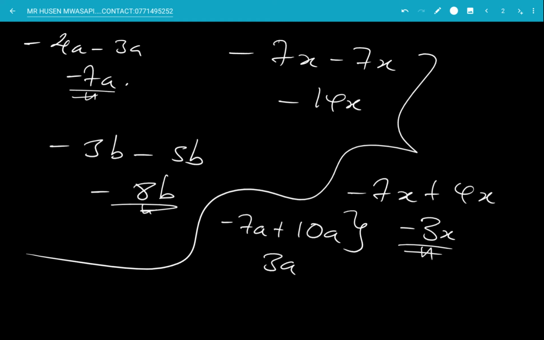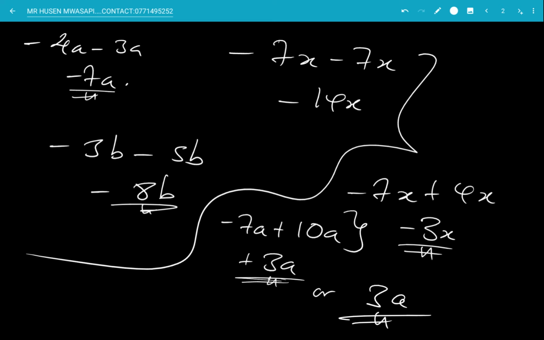So remember, we did make mention that whenever you have different signs, your answer will have the sign of the bigger number. So we'll take the sign of 10. As a result, it's positive 3 what? A. But in mathematics, basically, you don't really show the positive. So it's going to be just what? 3a. But when the signs are the same, you can pick the sign from either.